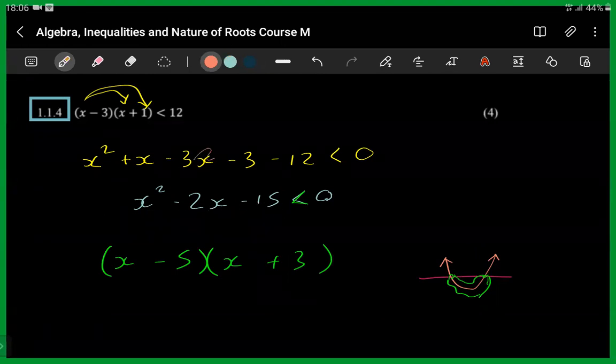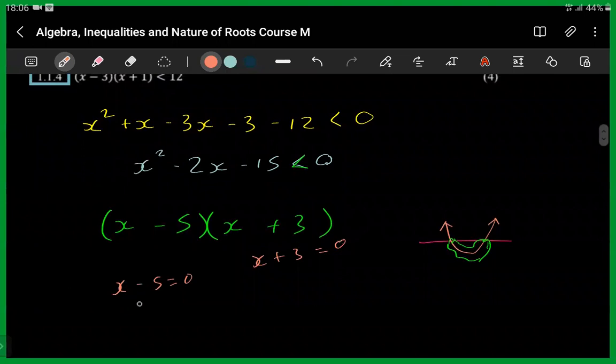So now when you solve for x, you'll be dealing with positive 5 and minus 3. Because remember, here if you were to solve for x, you would have x minus 5 equal to 0, and then solve for x. And then again here you'd have x plus 3 equal to 0, and then solve for x. So solving for x here, you'd get x is equal to 5. The other one would be minus 3.